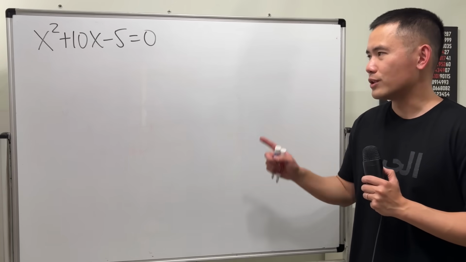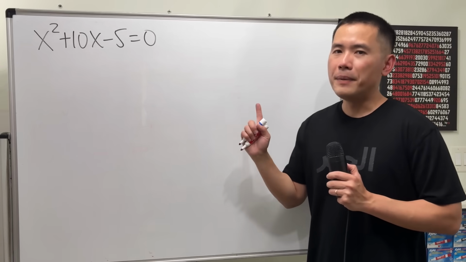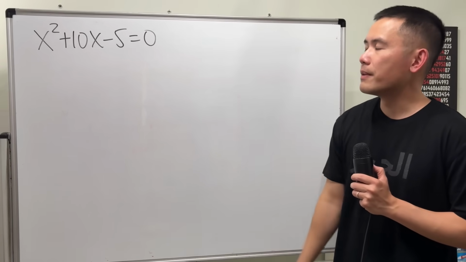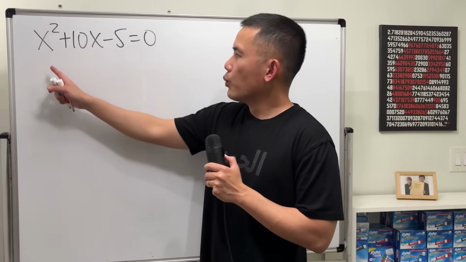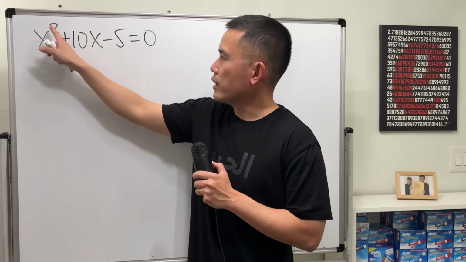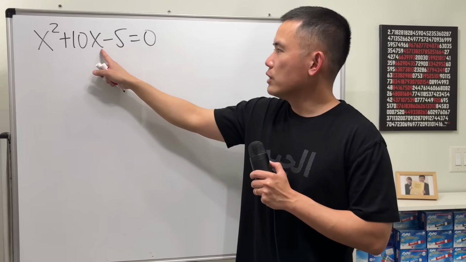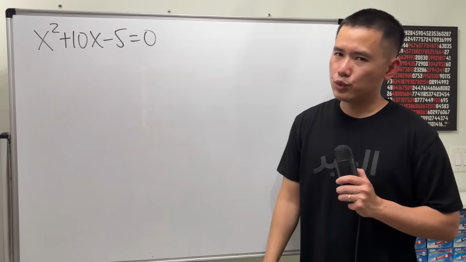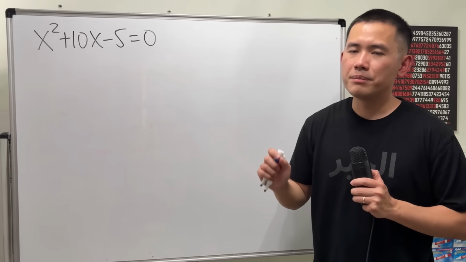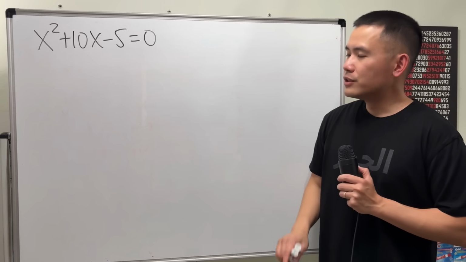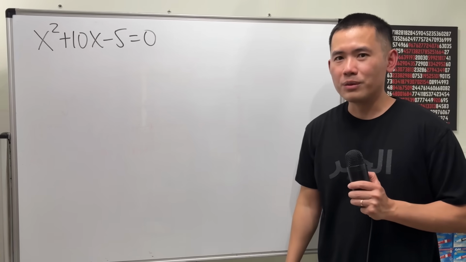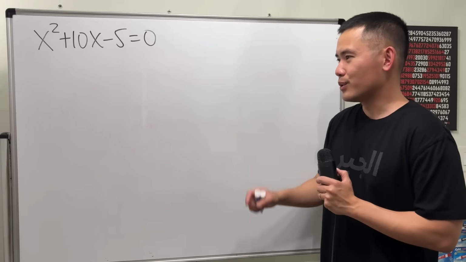In this video, I just want to speak up for the completing a square method because it's easier, especially for this one. The reason is that when the coefficient of x squared is 1 and the coefficient of x is an even number, I strongly believe that completing a square is easier. So let me demonstrate the quadratic formula first, and then later on we'll do the completing a square.